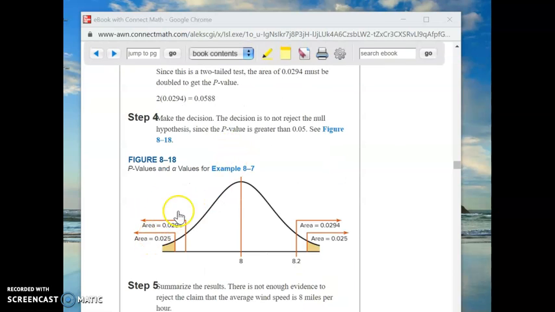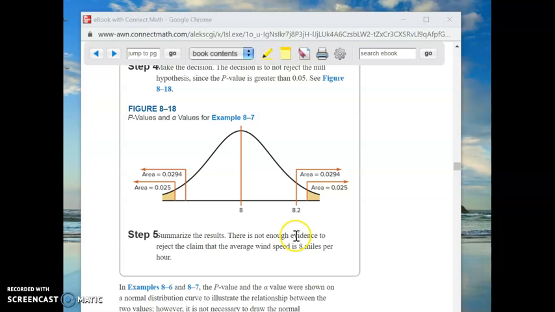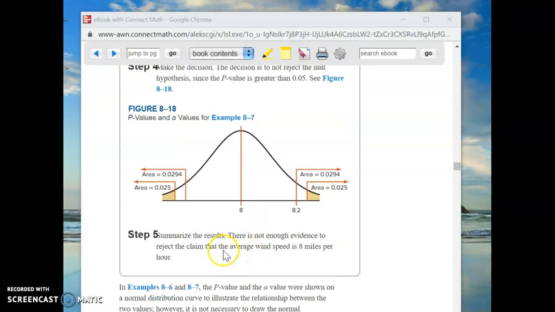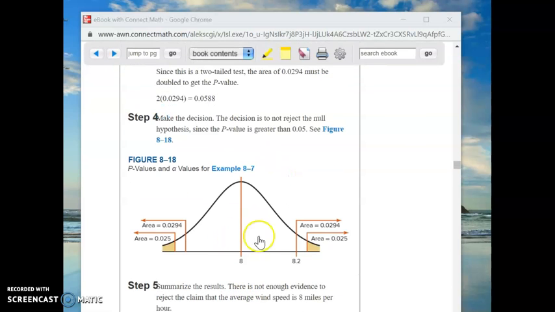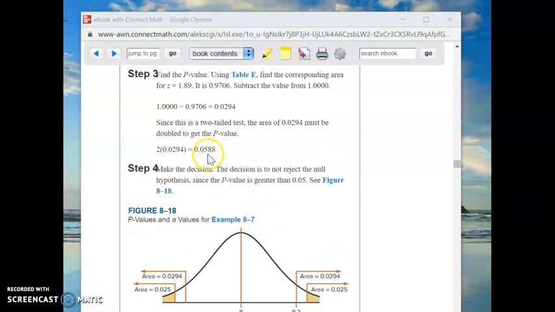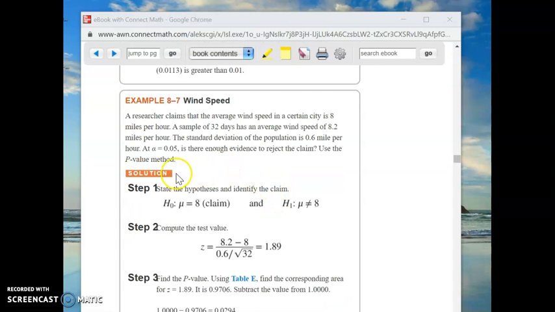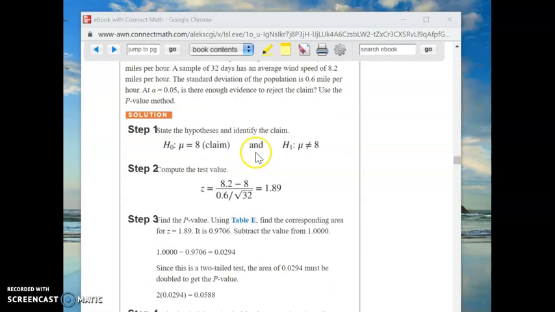So there's a 0.0588 probability that you'll be on one side or the other. You'll be at 8.2 or more extreme. This one's a little bit awkward, I admit, but that's just the way that they like to do it. Okay, so now you say, I'm going to reject the claim because there's a 5.88% chance that I could be wrong just by random chance, and I just told you that my alpha is 0.05, so that's why I reject it.